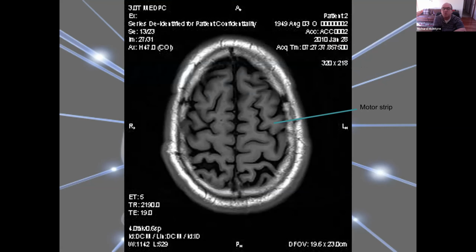And the motor strip. So what's the motor strip? I'm using my motor strip to touch my fingers. The motor strip is the nervous center, the grey matter. If I activate that, I touch my fingers.